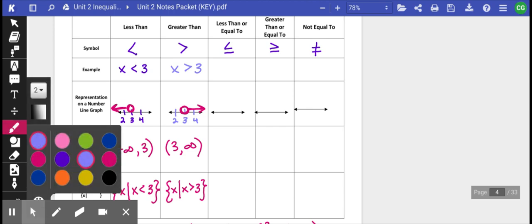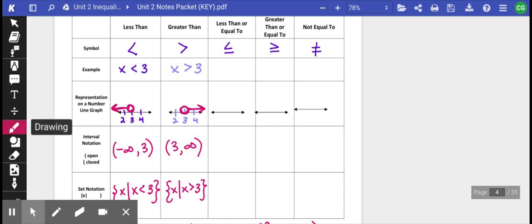Okay, less than or equal to. Very similar: x is less than or equal to 3. So this time we're saying my solution can be 3, so I'm going to fill that circle in, or less. Notice that my circle now is filled in. Because my circle is filled in, I'm also going to say negative infinity, and when I include my 3, I use a little square bracket. So my square bracket means it can be included.